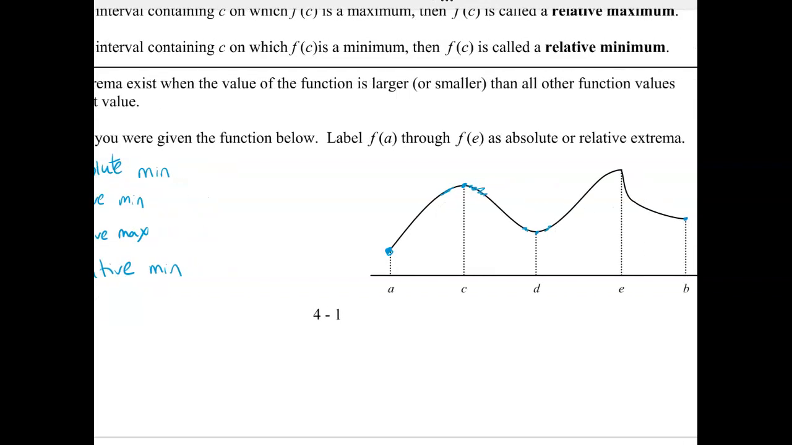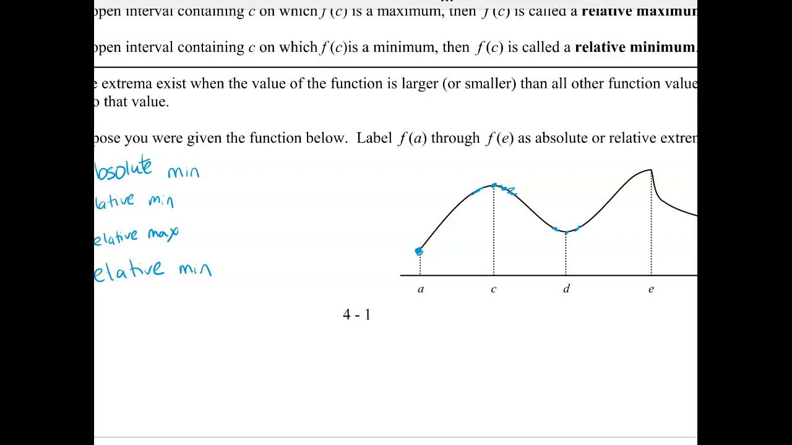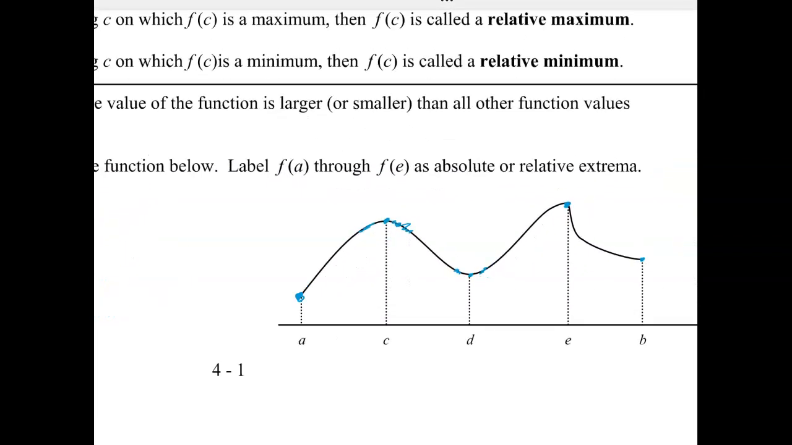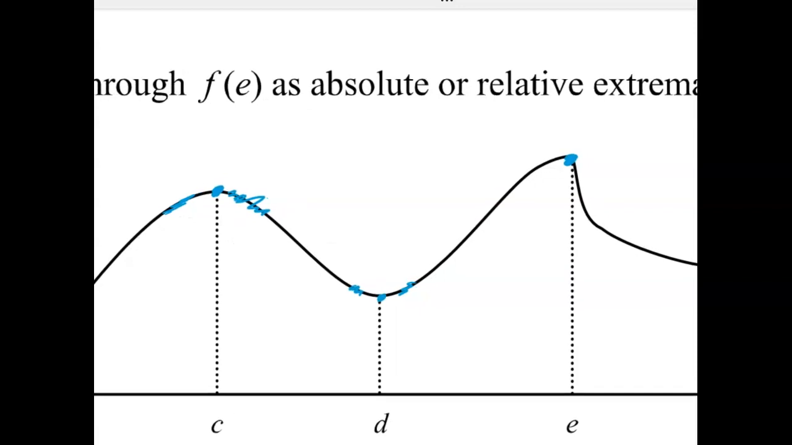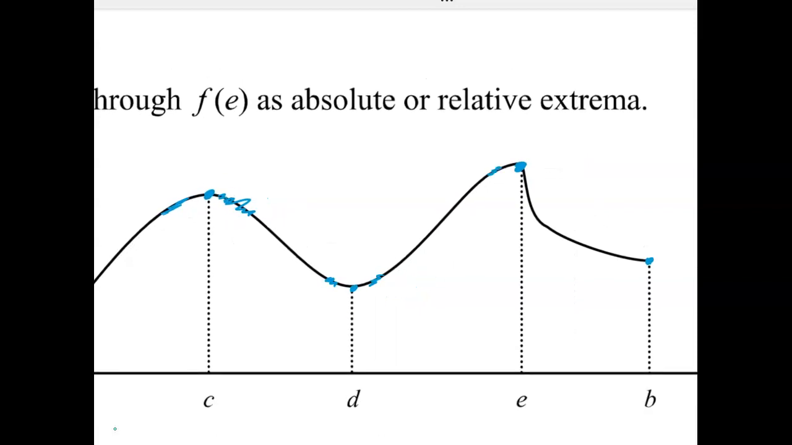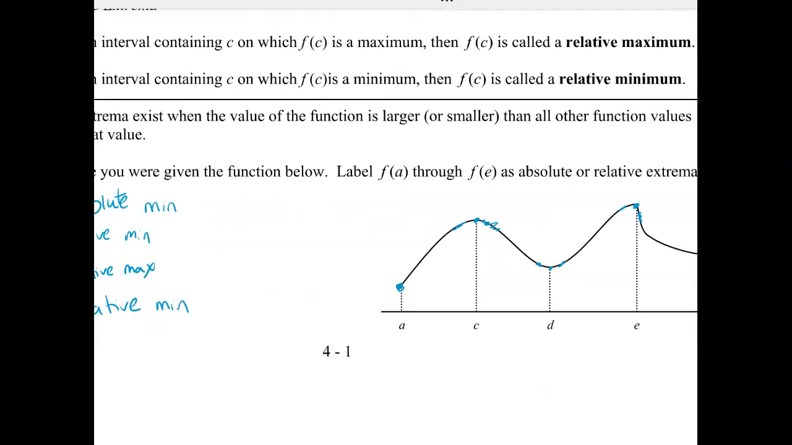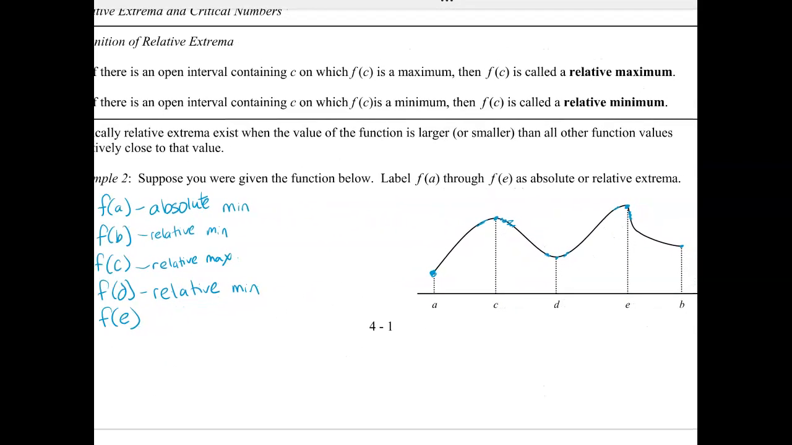And then finally on part e, I see that e, compared to the rest of the graph, is a very high point. At least locally, it is the maximum. And then as I zoom out, I see that e is the highest point on that entire graph. So that is actually going to be the absolute maximum. And that's all there is to that one.